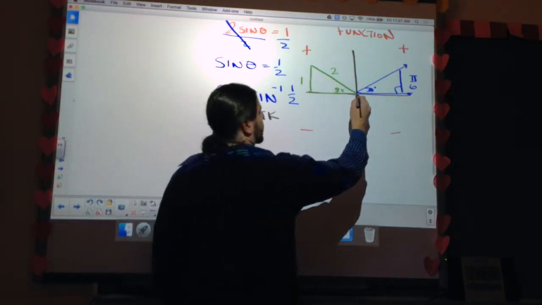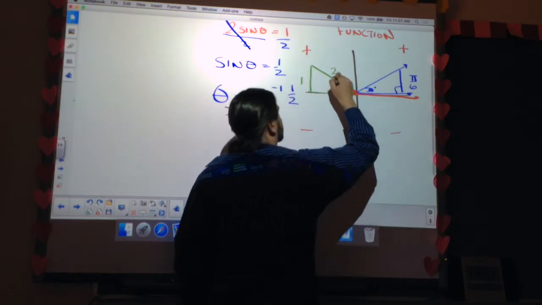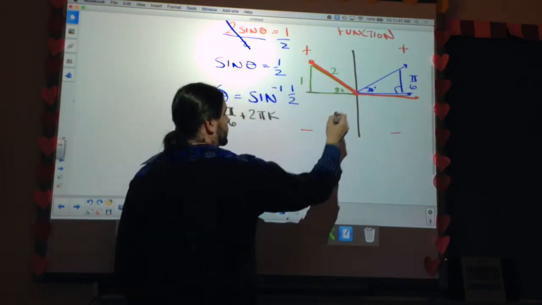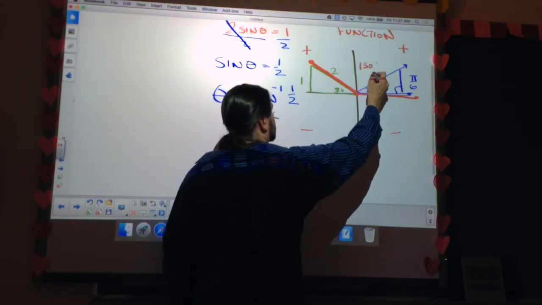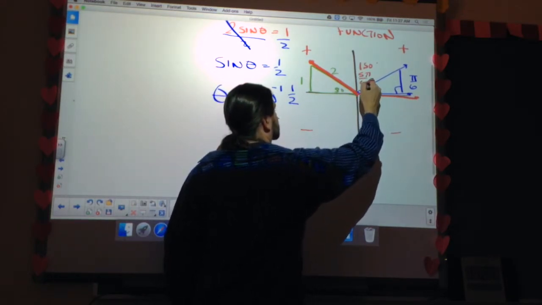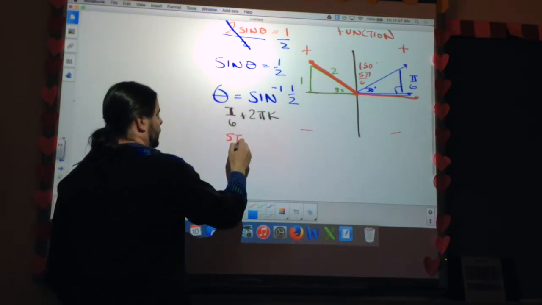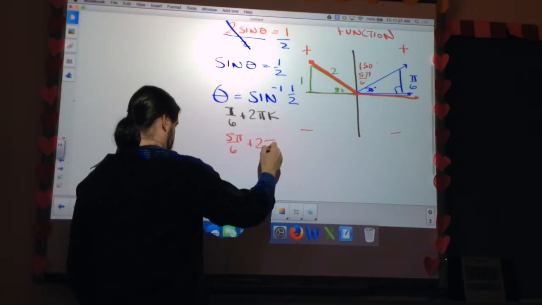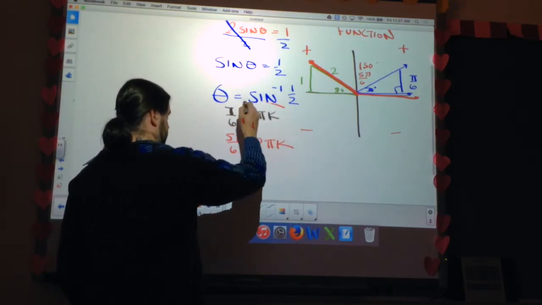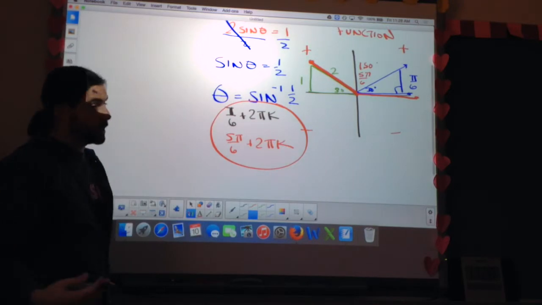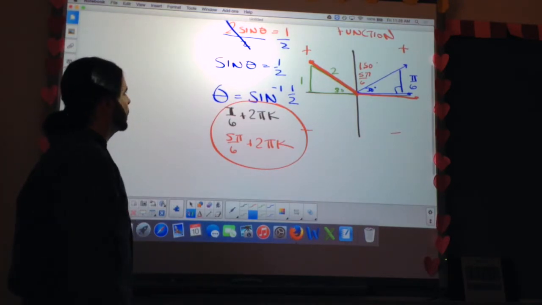And so how would I get to that angle? I would get to that angle with a 150 degree angle of reference. So 150 degrees, that's 5 pi over 6. And so I could also say that theta equals 5 pi over 6 plus 2 pi k. Those are all the solutions. K can be negative, k can be 0, as long as k is a whole number.